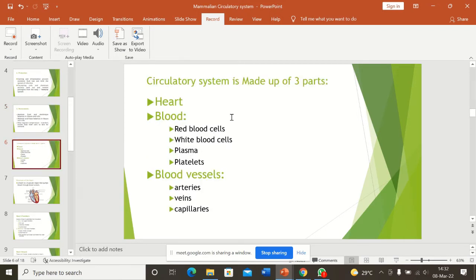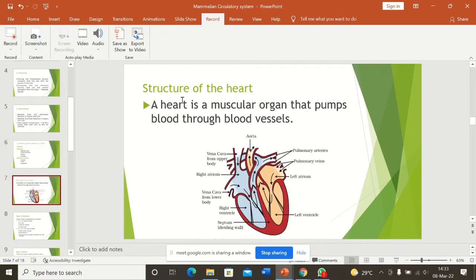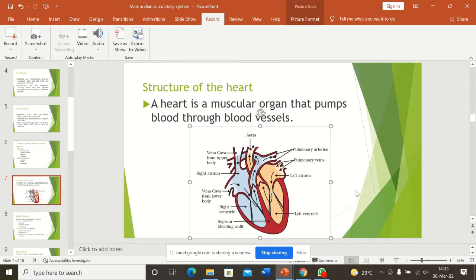So let's look at the components of the circulatory system. The circulatory system is made up of the heart, the blood, and the blood vessels. Let's look at the structure of the heart. The heart is a muscular organ that pumps blood through blood vessels, and the figure below shows the structure of the heart. The heart has four chambers, that is the left atrium and the right atrium, which are the upper chambers, then the right ventricle and the left ventricle, which compose the lower chambers.